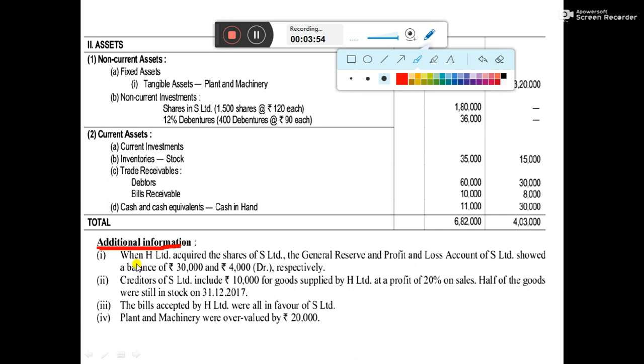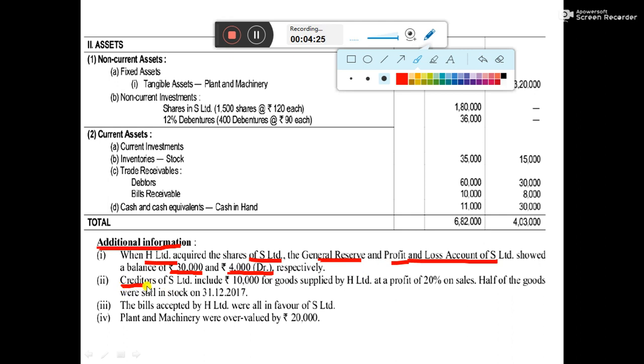Once you understand the treatment of holding and debentures, we will now see the additional information. In the additional information, it is mentioned that H Limited acquires shares of S Limited, that is, H Limited is holding S Limited by having 1,500 shares. The general reserve and profit and loss account of S Limited showed a balance of rupees 30,000 and 4,000 debit. Debit basically means loss, as we have seen in the last problem. S Limited has suffered a loss of 4,000, so it will come in brackets.